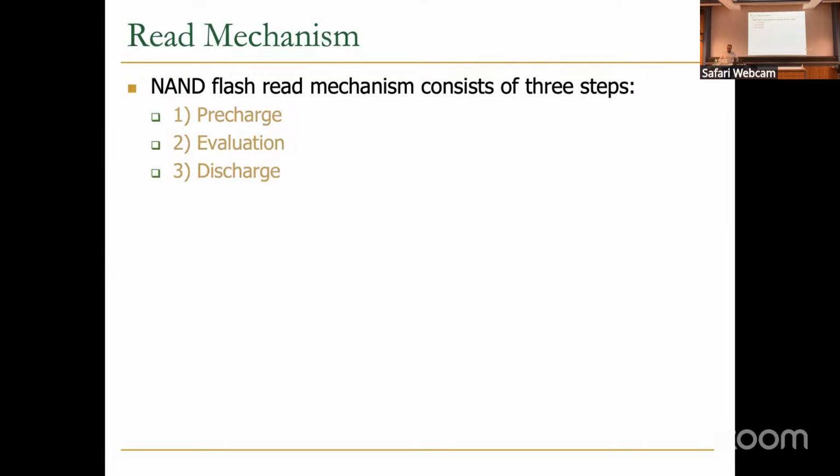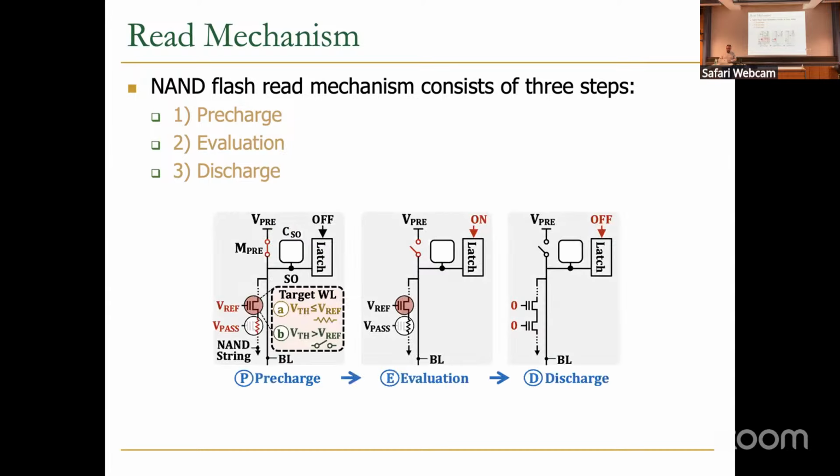The NAND flash read mechanism consists of 3 steps: pre-charging, evaluation, and discharging. Pre-charging, as we discussed, is the operation where we pre-charge the bit line to VCC. There is a transistor here, or we can think of it as a switch, that pre-charges. We basically turn it on, and now the bit line is pre-charged to VDD or VCC, let's say. Also, we need to apply VPass to the other NAND flash cells in the string.